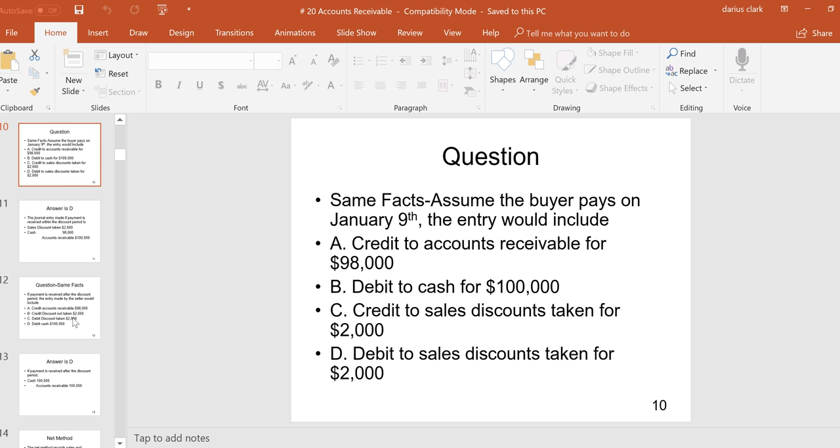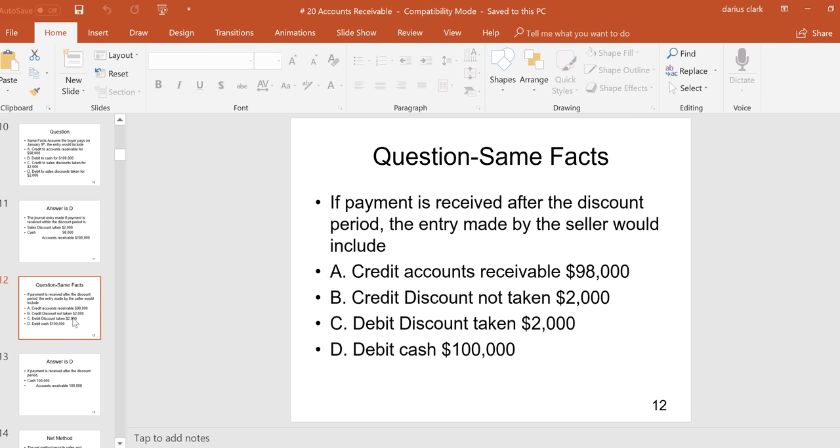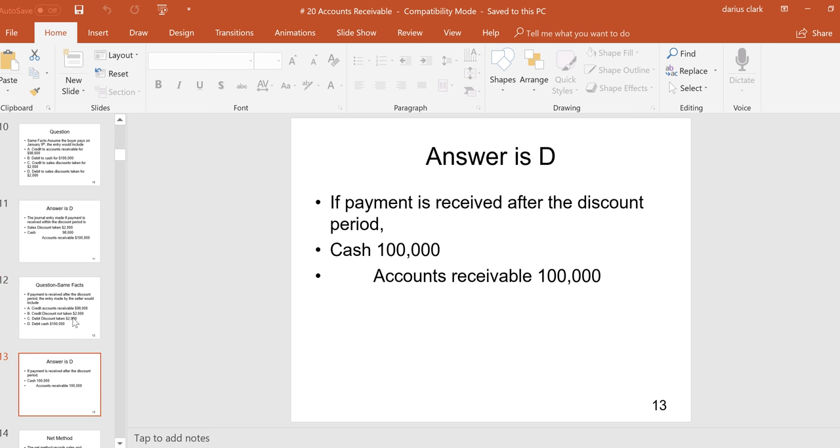That's what we saw back on slide 10, where they paid us on January 9th. Then it's letter D, where you debit the sales discounts taken for $2,000. You still reduce the receivable for the $100,000. And the cash is only 98,000. But if they pay you after the 10 days, that's what you expected all along because you used the gross method. Then you just debit cash 100,000 because it's going to cost them 100,000 to satisfy this receivable that you recorded at 100,000.